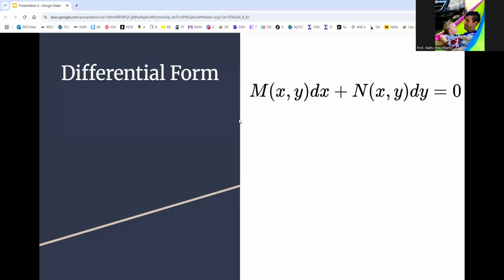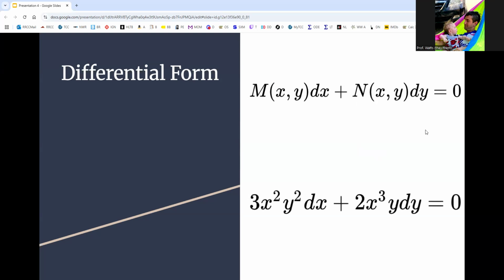So first we need to talk about the differential form. It's another way you may see differential equations written, where rather than a typical derivative dy over dx, we see the differentials dy and dx separated like this. So we'll refer to the function of x and y in front of dx as M, and the function of x and y in front of dy as N. And here's an example of a first order nonlinear differential equation written in differential form.